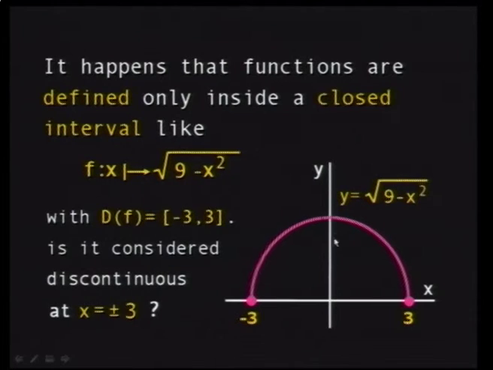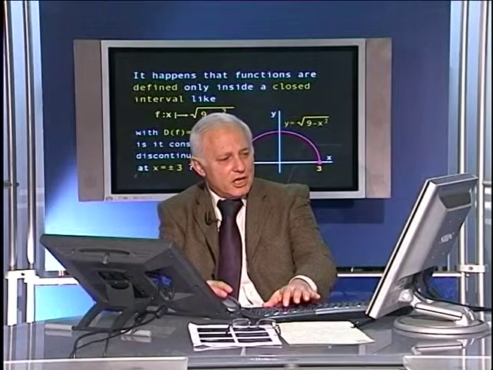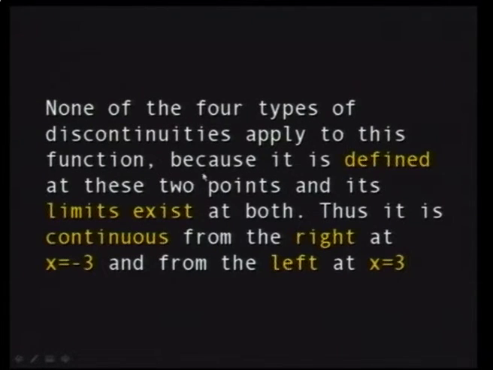Whereas the ones in between, the interior points, you can just check the continuity based on the preceding theorems. So we are asking the question, is this function discontinuous or not? No, we say it is continuous. Why? Because, as I said, none of the 4 types of discontinuities apply to this function. It is defined at these points, with the value 0 at 3 and minus 3. From the right at minus 3, it approaches 0, and from the left at 3 it approaches 0 also. So you can say that the function is continuous at these points.